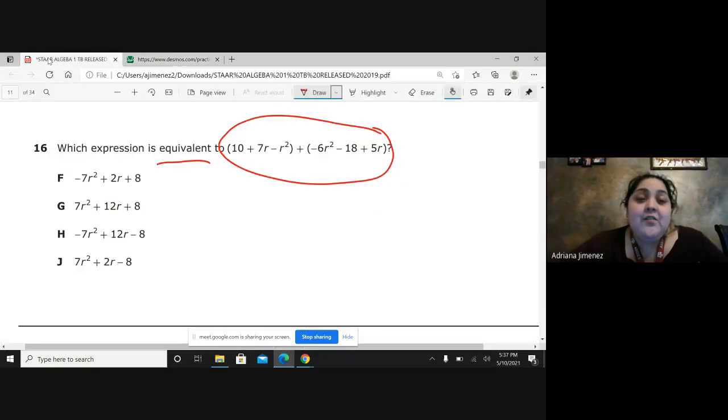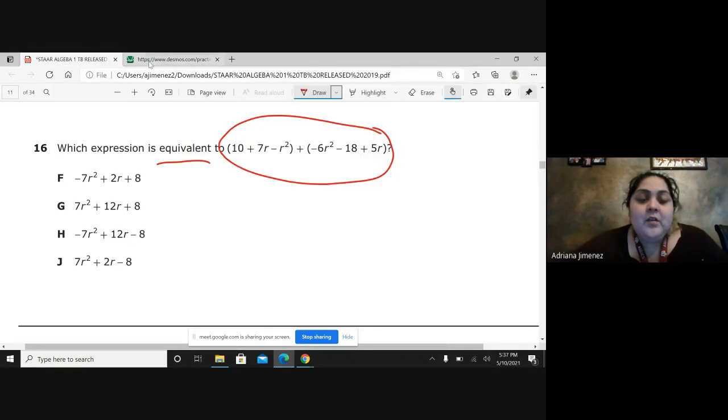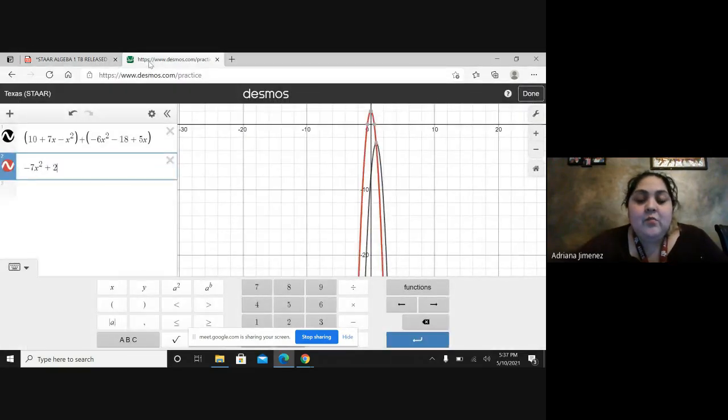All right, let's do the first answer choice. Negative 7x squared, and then plus 2x.